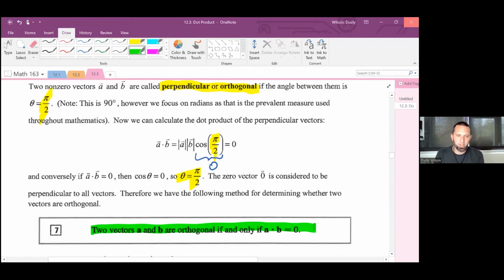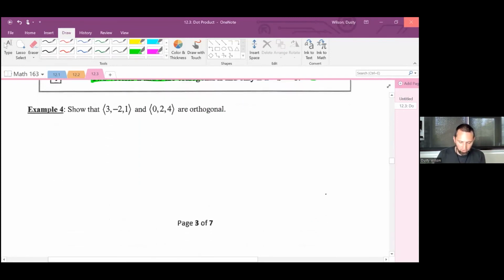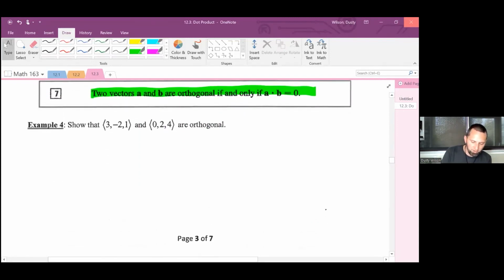This is important. Let me repeat it. Two vectors A and B are orthogonal if and only if A dot B equals 0. So if you want to find if vectors are perpendicular, use the dot product. Anything that has to do with perpendicular or orthogonal will somehow tie to the dot product. The dot product eats perpendicular vectors for lunch. So let's do an example of this.